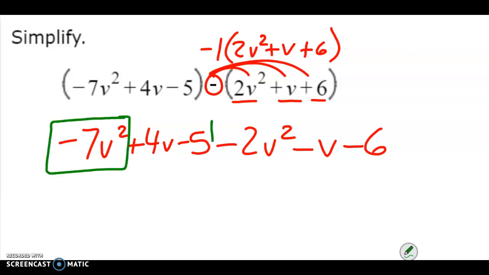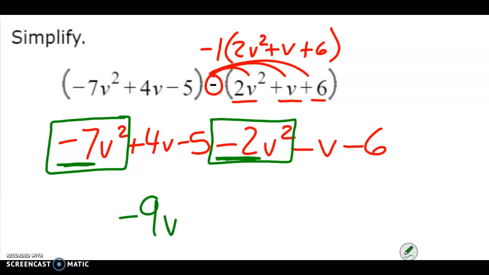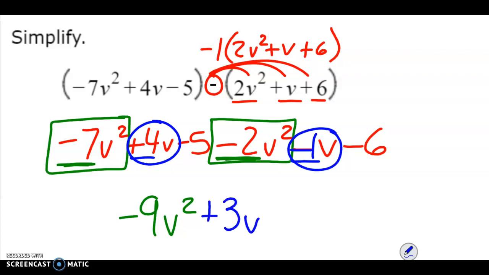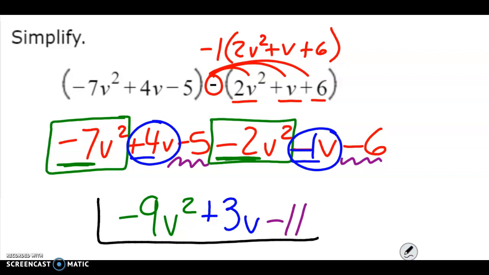We have negative 7v squared and negative 2v squared. Negative 7 minus 2 more is a negative 9v squared. A positive 4v minus a single v. So we have 4 minus 1 will be a positive 3v. And then those constant terms are last. We have negative 5 minus 6 more. Those will combine to be minus 11. And again, you've gone as far as you can go because we can't combine anything else. And that's your final answer.